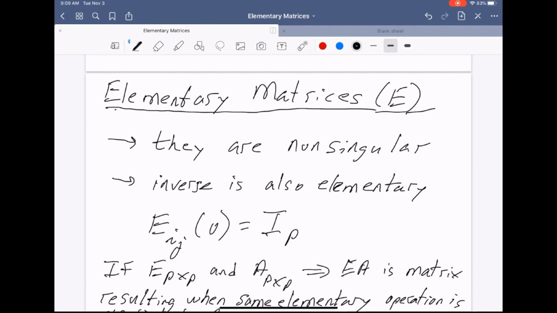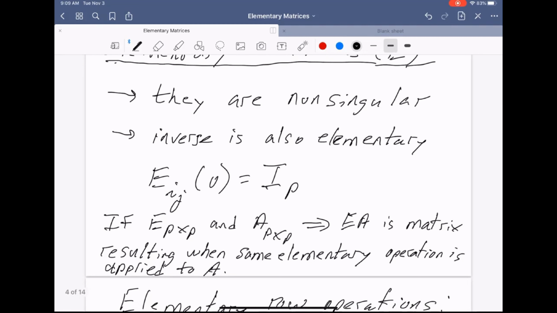We denote them with a large E. They have to be non-singular, and if you'll recall, non-singularity implies that the determinant of that matrix is not 0. The inverse of an elementary matrix is also elementary, and we denote that an elementary matrix with row I and row J, if those are 0, then we get an identity matrix of size P.